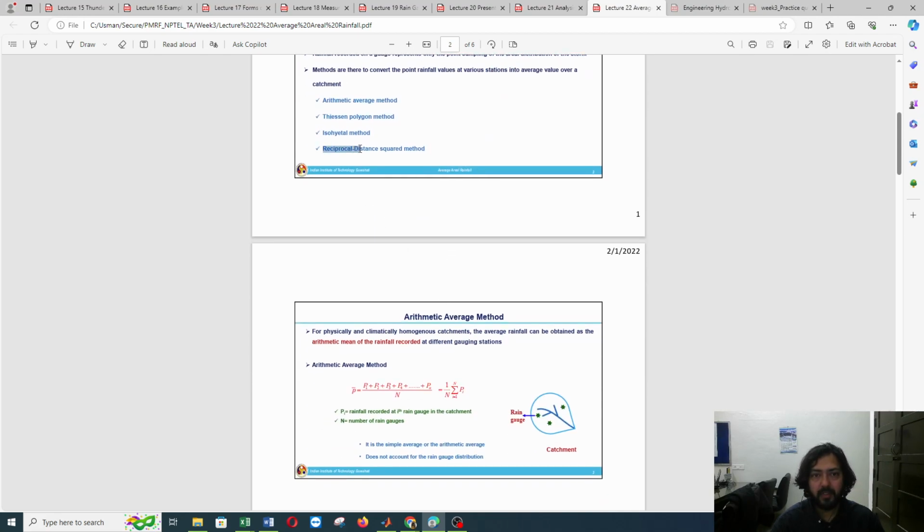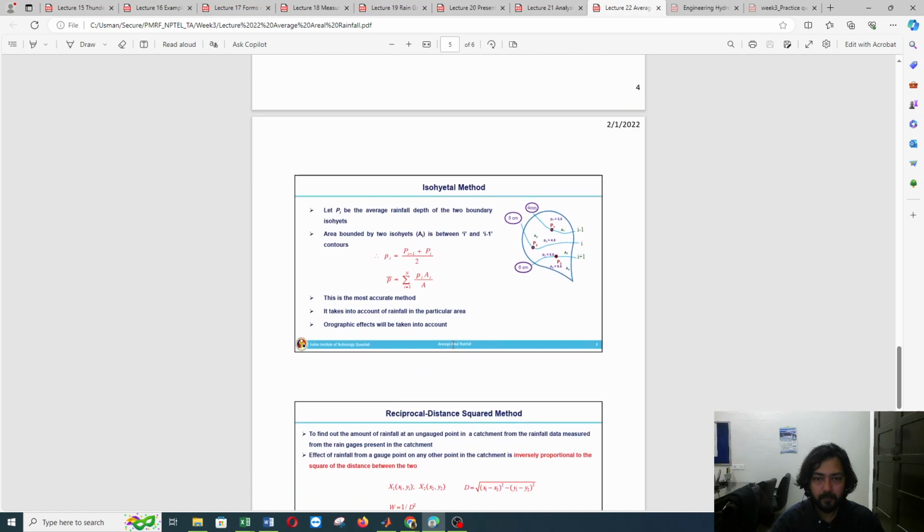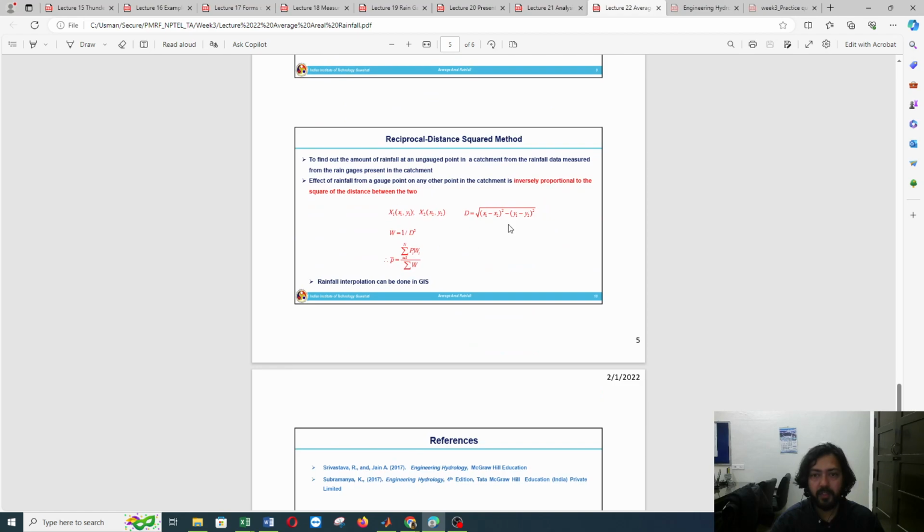Then we have talked about the reciprocal distance square method, or inverse distance square method. This is the equation, right? We know the distance in the x-axis and y-axis, the difference from the missing value data. We will calculate d. We will find the weightage, which is nothing but 1 upon d square, and using this equation we can calculate the missing data series, right?